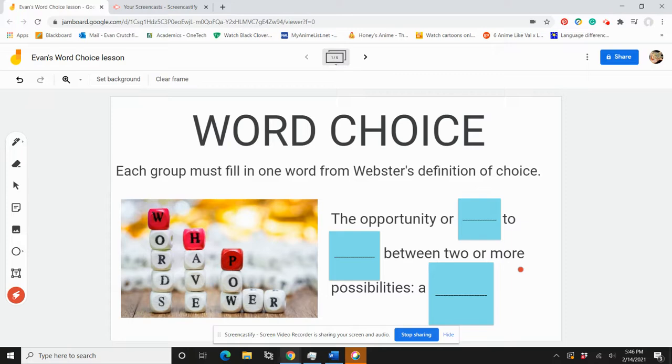Primarily, this lesson would be more for ninth graders because they tend to forget around high school age the importance of word choice because it's emphasized in elementary school rather than high school. So, word choice, that's my first slide. Second slide.